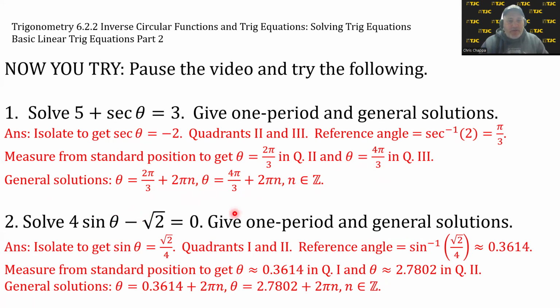For the second one, if we isolate sine, we get sine of theta equals square root of 2 over 4. That's positive. So we want solutions in quadrants 1 and 2 where sine is positive. The reference angle, sine inverse of square root of 2 over 4, is approximately 0.3614. If we measure those from standard position, in quadrant 1, that is the angle, and in quadrant 2, we would subtract it from pi. Then we would add the multipliers to get our general solutions.